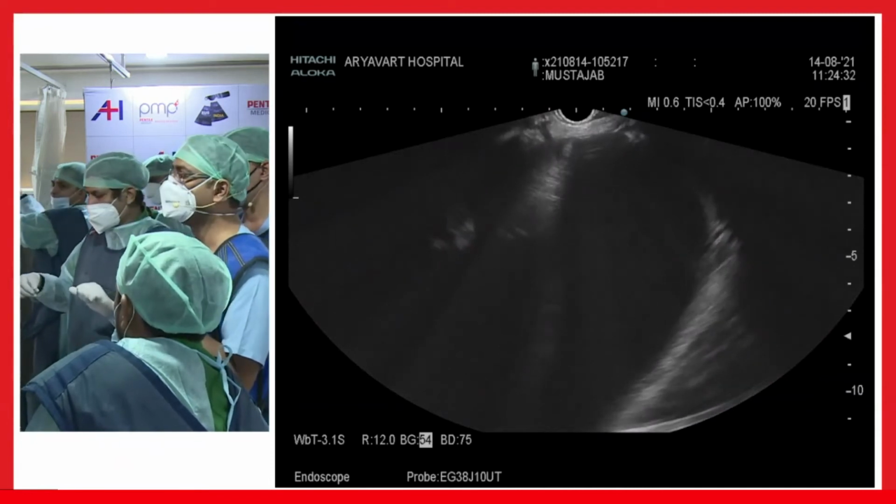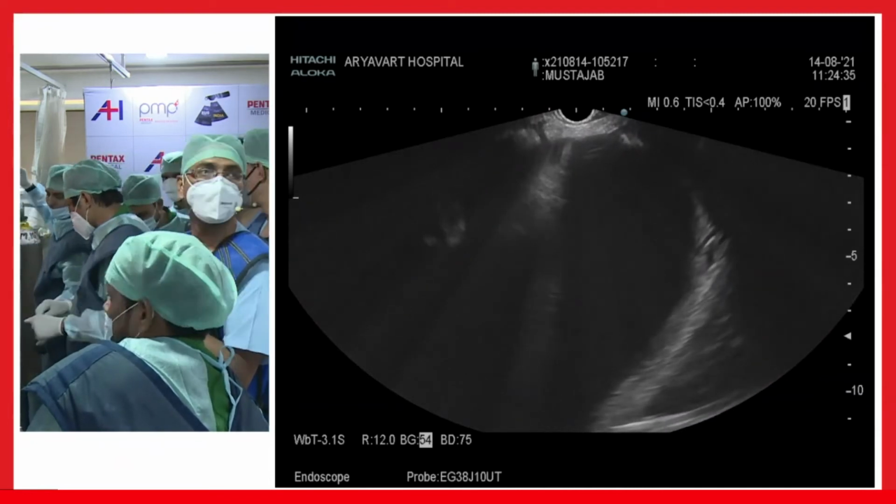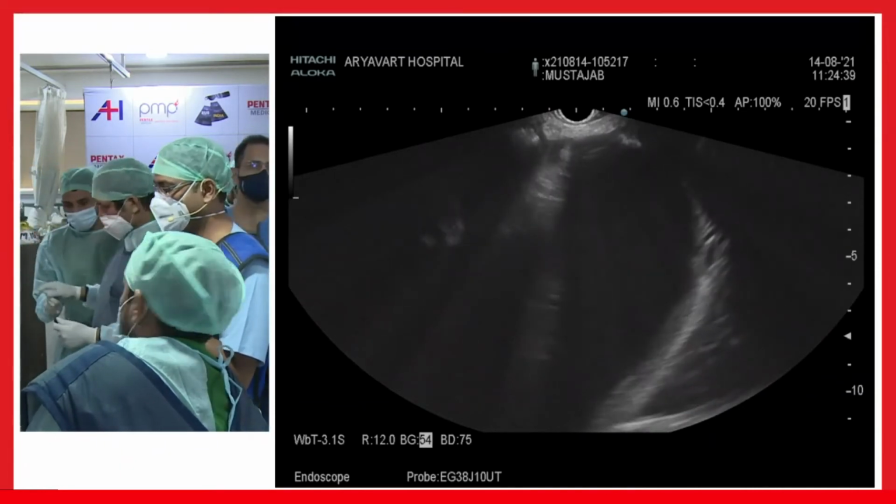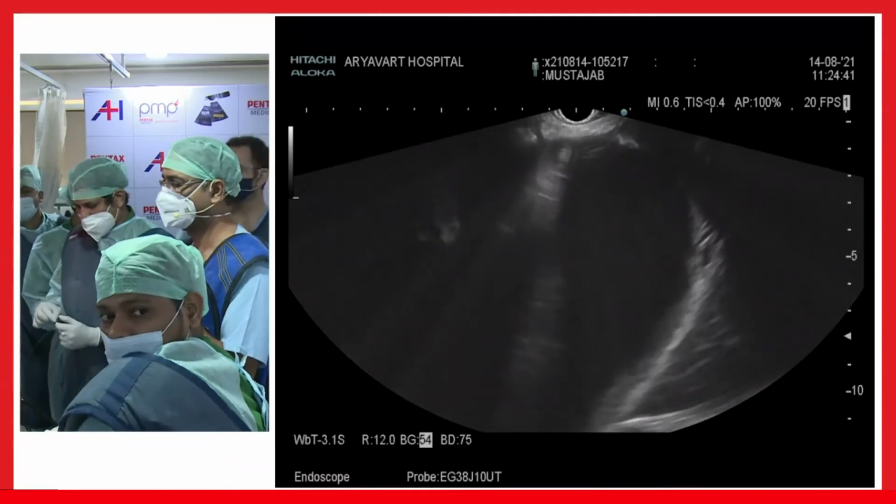Now you can give the cystotome and fluoro. Just a second. Fluorescent wire.